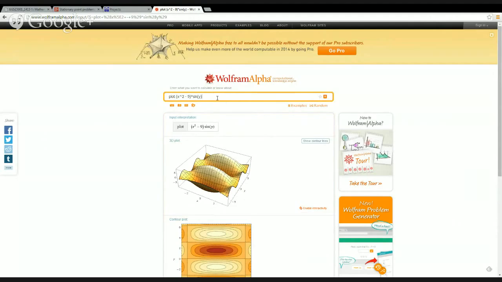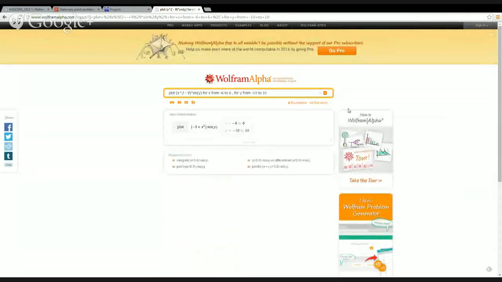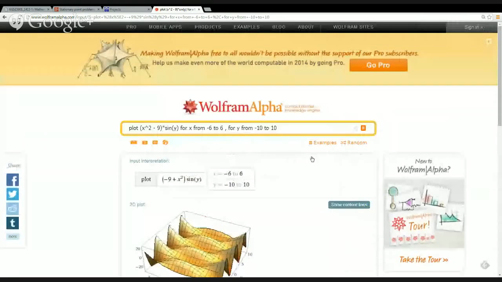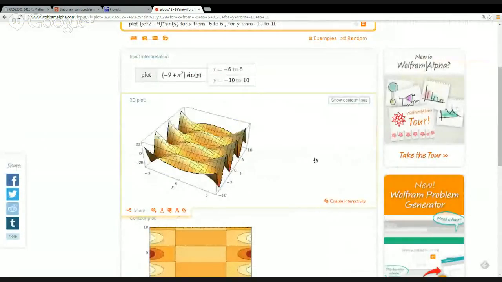Maybe for x from -6 to 6, and for y from -10 to 10. Maybe just try and increase the range of the surface plot there. Hopefully it will. Yeah, I think it does know what I mean there. Zoom in here. Okay. So that shows you what the surface kind of looks like.